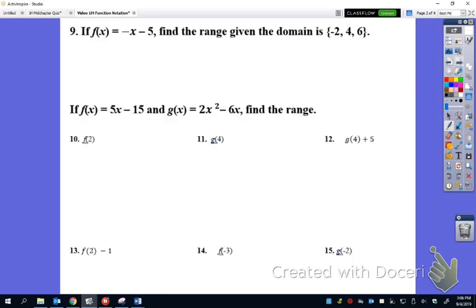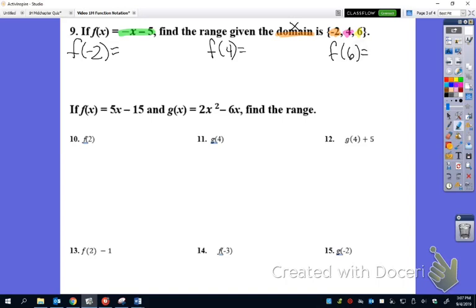Now, on the back, it's the same type of thing, but it looks different. I have another equation. My equation is negative x minus 5. But this time, it says find the range given the domain. Well, remember, the domain means x. So all of these numbers, each one of them is going to go in for x. Now I'm going to highlight each one, and I'll do one at a time. But basically, you're going to say f of negative 2 equals, f of 4 equals, and f of 6 equals.